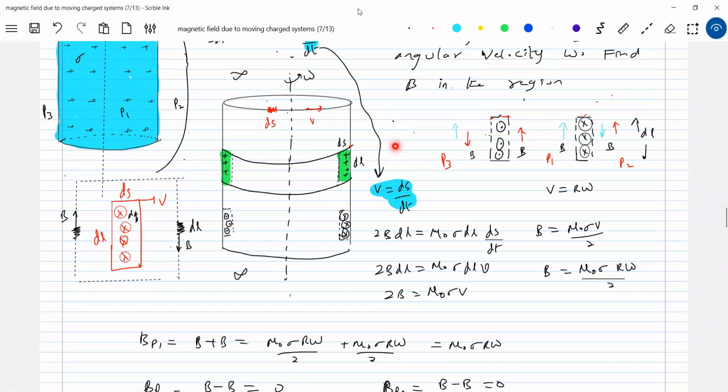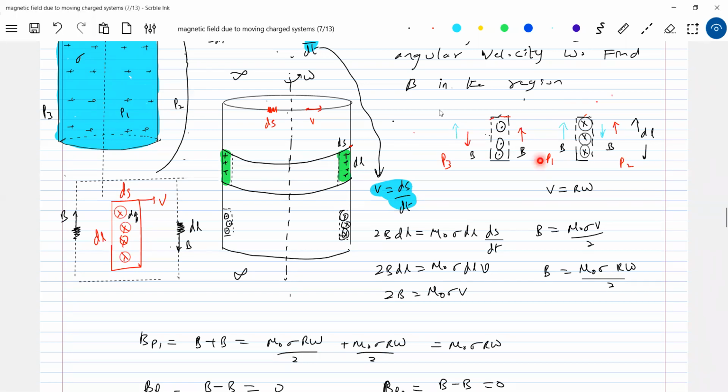I'm not saying it directly like that. This will produce a field. This surface also will produce a field. The resultant due to that will be 0 here. This is what you have to assume. So this is like a solenoid only, but don't call it a solenoid. A solenoid is totally different. This is an analogy you can compare with a solenoid.